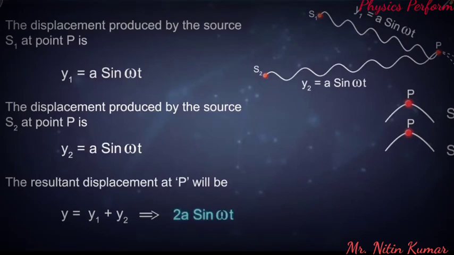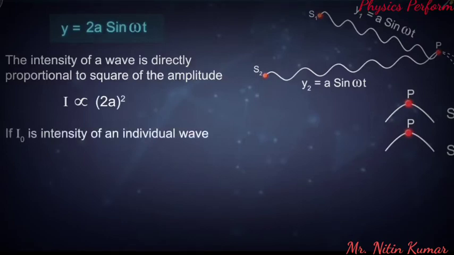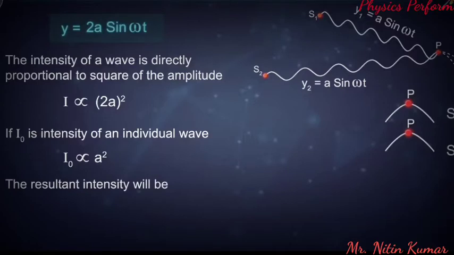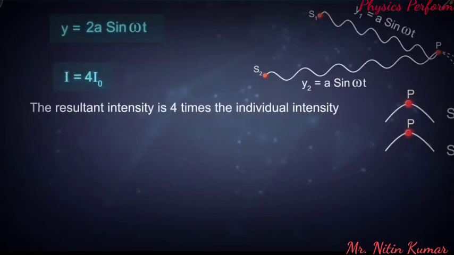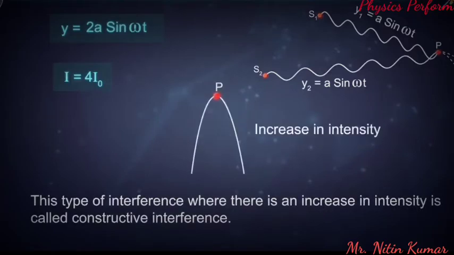Since the intensity of a wave is directly proportional to the square of its amplitude, if I0 is the intensity of the individual wave, then I0 is directly proportional to a square. Then the resultant intensity is given by I divided by I0 is equal to 4a square divided by a square. Therefore, I is equal to 4I0. That is, the resultant intensity is 4 times the individual intensity. This type of interference where there is an increase in intensity is called constructive interference.